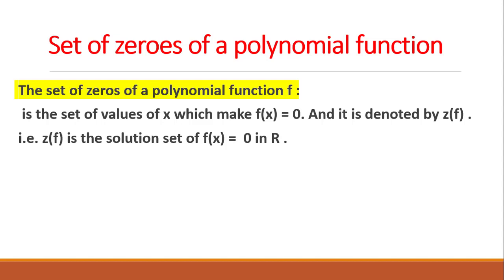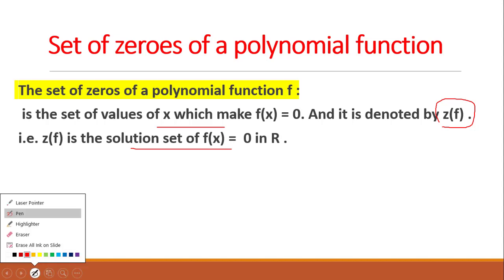The set of zeros of a polynomial function means the set of values of x which makes the polynomial function f of x equal 0. It's denoted by Z of f. Z of f means the set of zeros of the polynomial function f. So Z of f is the solution set of f of x equals 0. The solution set in R, okay?